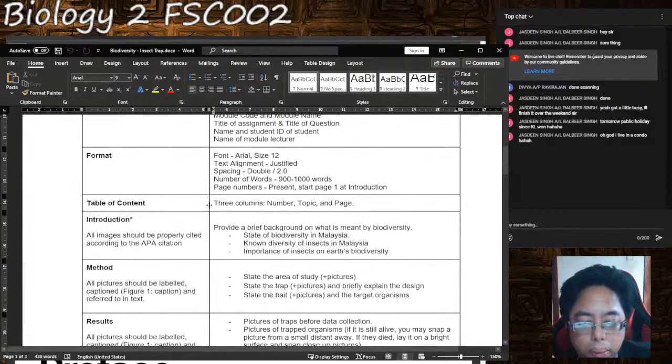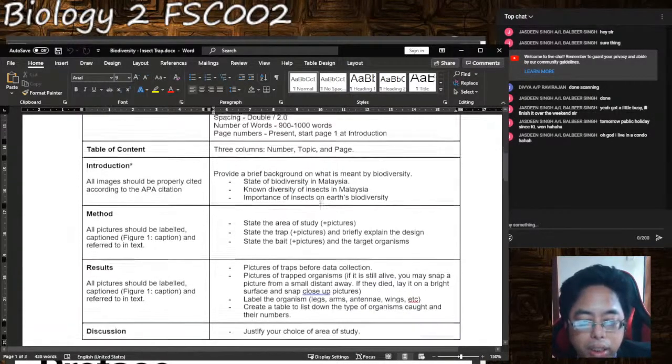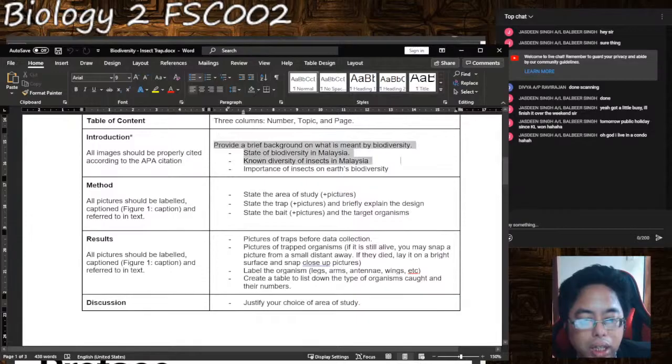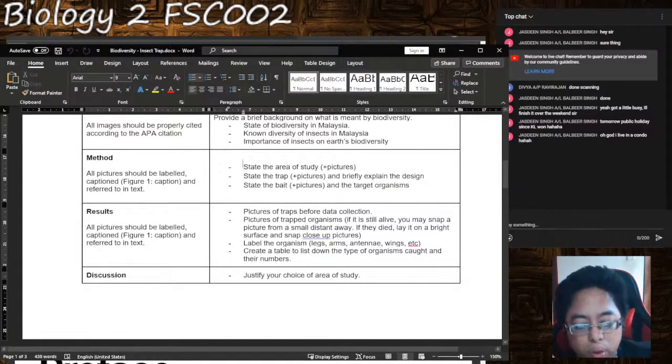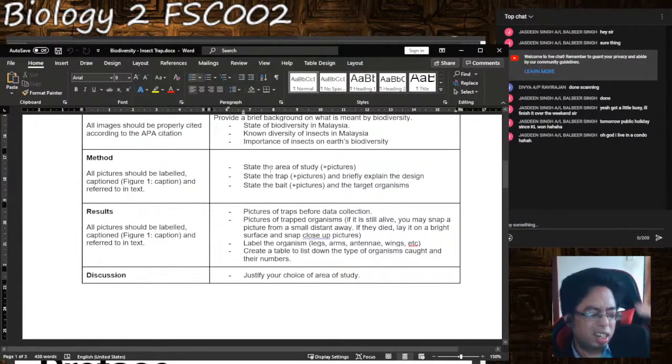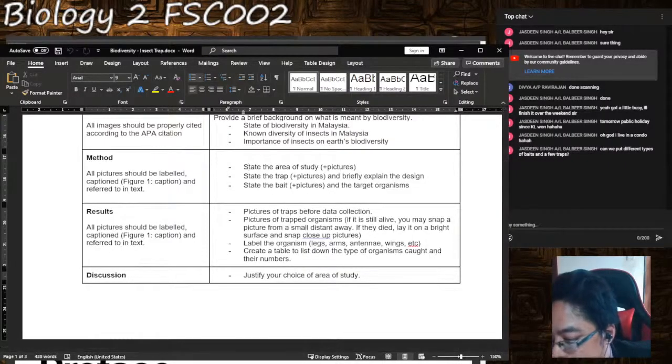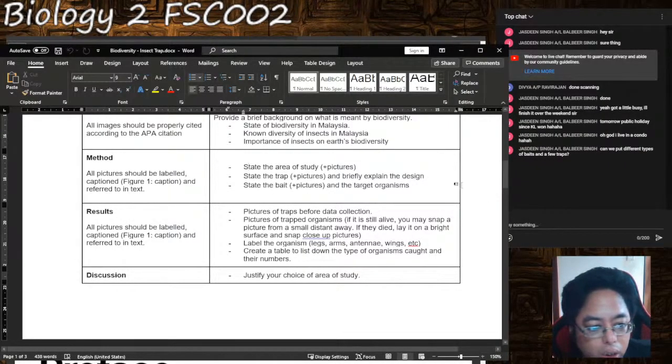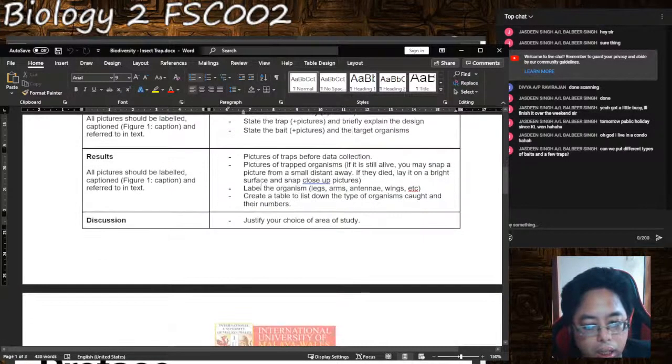Okay, so the table of contents: chapter, number, topic and page. Introduction: I think one paragraph is enough, because this is not important. Method: you have to state the area of study. You have to put the name of the area and what area it is, with pictures. Yes, you can put different baits and a few traps, because it is all in this document. You can use many types of traps. So the trap pictures and design, and then the baits and target organisms. So that's for method.